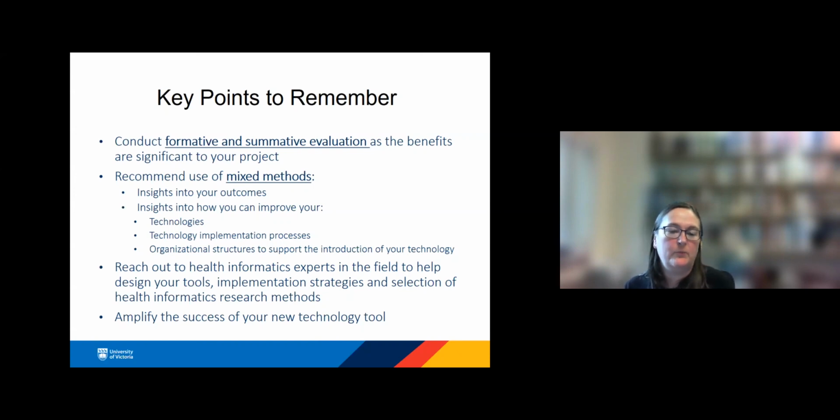And then also, don't be afraid to reach out to health informatics experts. We all have a lot of expertise in and around how to design tools, some around implementation strategies for health technologies, and also around the selection of evaluation and research methods. And I will also say sometimes you may think you're doing evaluation, but you might be doing research. More a big R and a small e, than a big evaluation E and a small r. And then all of this is aimed at essentially amplifying the success of your new technology tool. And I think there's some really great research that's going on at Women's and Children's where they're bringing this together. So, for example, Dr. Shazan Ahmad actually is doing some excellent work in this area.